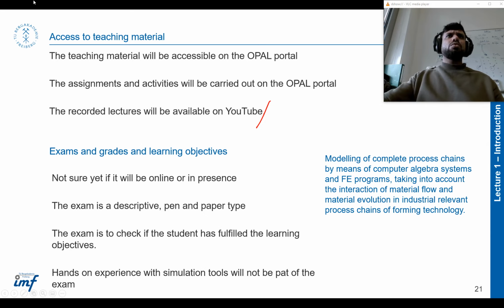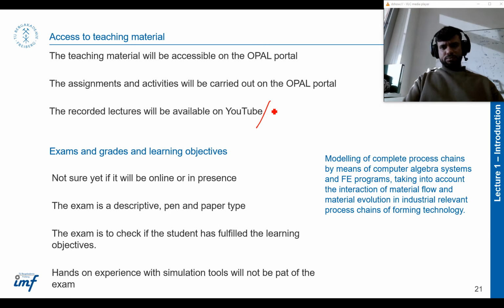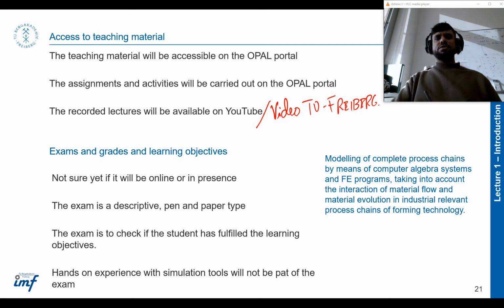What portal was that? Or on the Video TU Fabric website. You can get the link from this Opal portal.